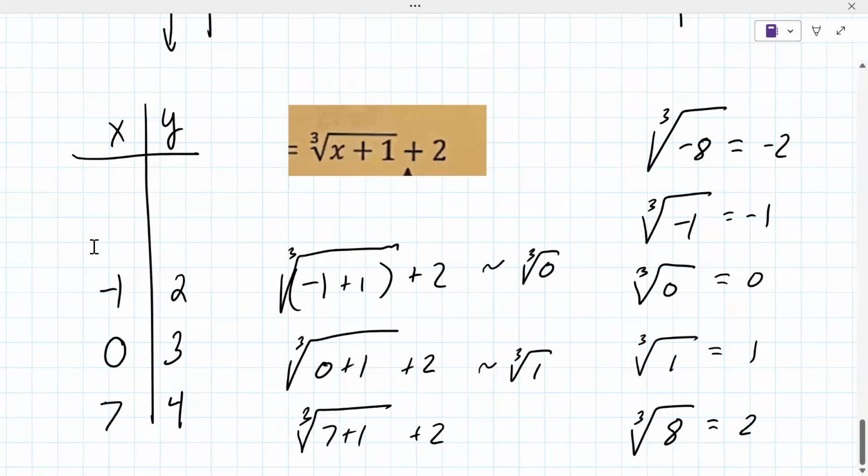Sometimes going backwards is the more difficult direction, but we'll try. We need to figure out what number goes in here for x such that x plus 1 becomes -1. So what is the x value such that when you add 1 to it, you get to -1? -2, very good. So this is the cube root of -2 plus 1, plus 2. The cube root of -1 becomes -1. -1 plus 2 is 1.